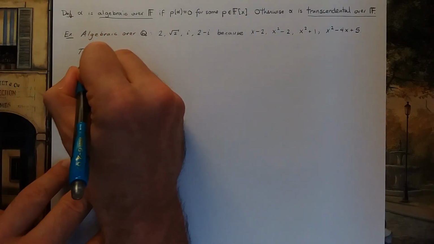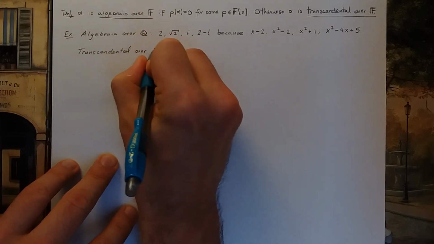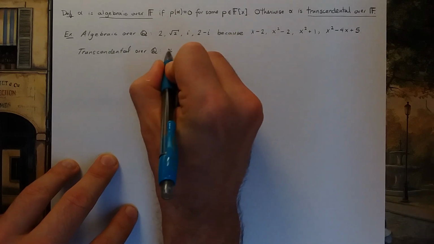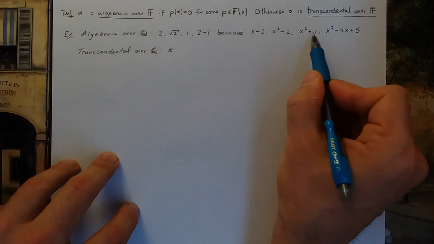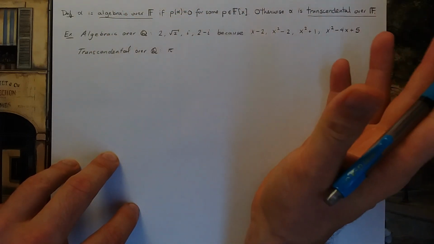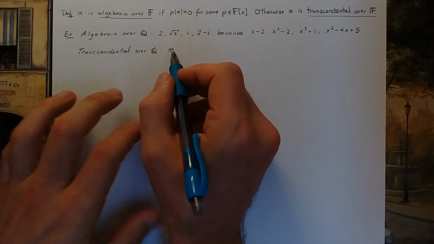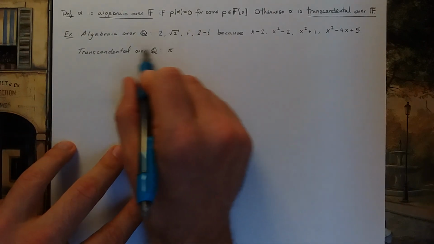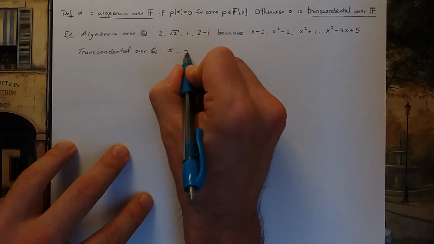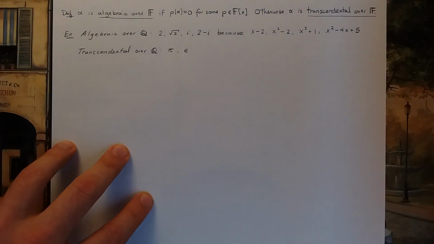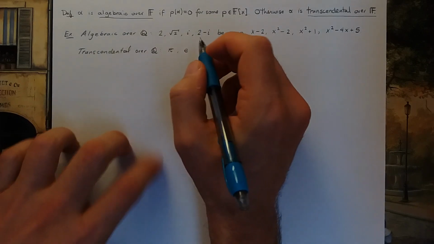Here are some transcendental numbers over the rationals. So pi happens to be transcendental over the rationals. There's no way you could find a polynomial with rational coefficients that has pi as a root. It's actually kind of difficult to prove this, so I'm not going to even attempt it in this video. It's a challenging problem. It took many years for people to find the proof of this fact, but indeed it is transcendental. Similarly, e is a transcendental number over the rationals. There's no polynomial with e as a root that has rational coefficients.